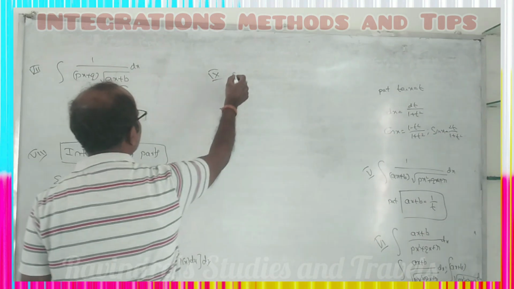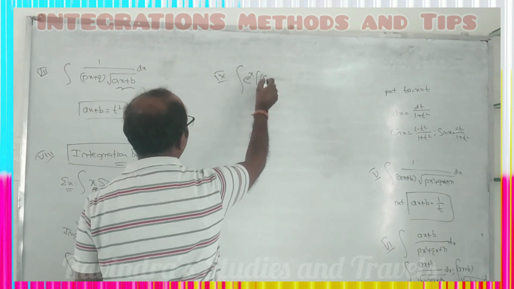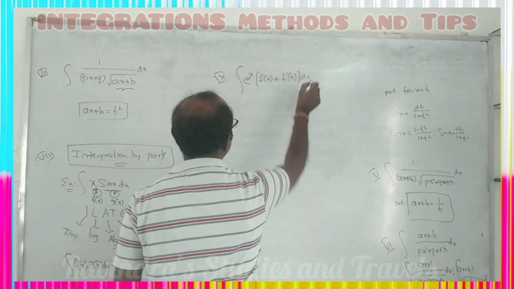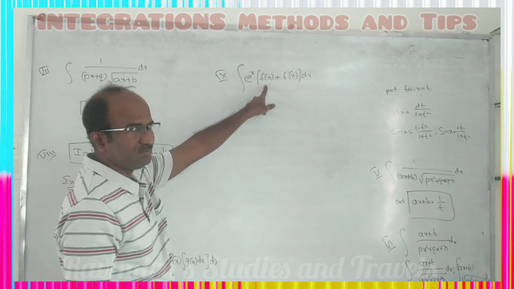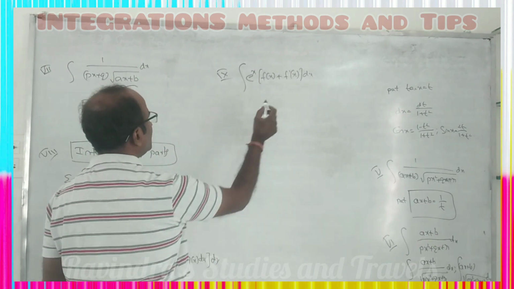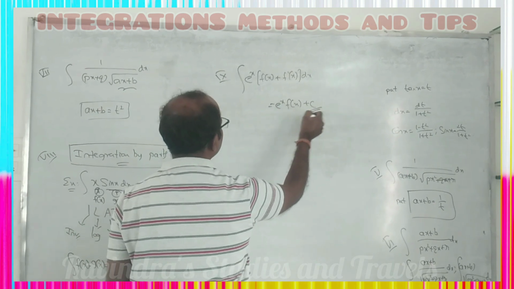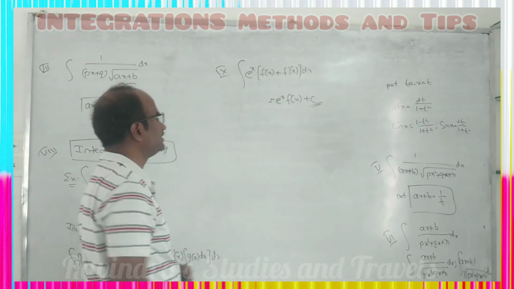Model, whenever we say a function to be integrated of this form, e power x into f of x plus f dash of x dx. So whenever a function is in this form, e power x into a function plus its derivative, then the answer is just e power x into f of x plus c. Those who are perfect with derivatives can recognize this.